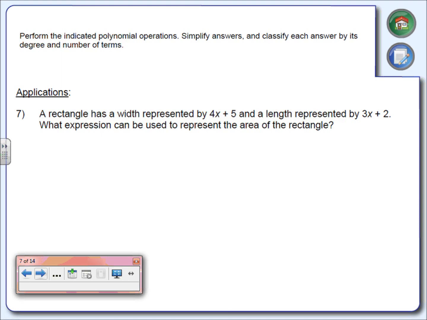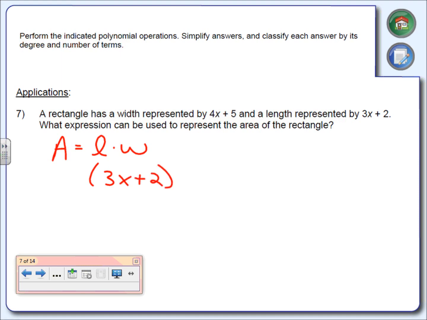Length times width. So let's write down the formula. Area is equal to length times width. And we know both of those things. We know the length. It is 3x plus 2. We also know the width. It's 4x plus 5. So what we're going to do is find the area by multiplying those two together. So it's just more of the same thing. It's multiplying the 2 binomials. Distributive property twice.